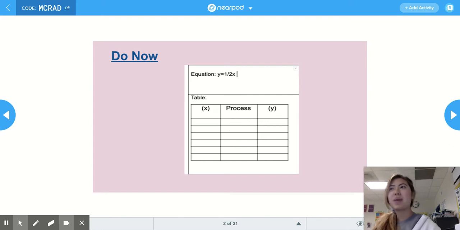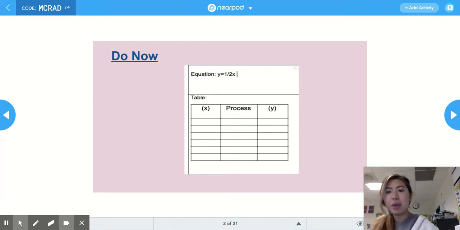Welcome to today's math lesson on representing linear non-proportional situations with tables and equations. Our do now is this equation: y is equal to half times x, so it's a proportional relationship, and we have to fill out the table for it. So we have to fill out the x values, the process, so the equation multiplying by the x values, and then the subsequent y values.